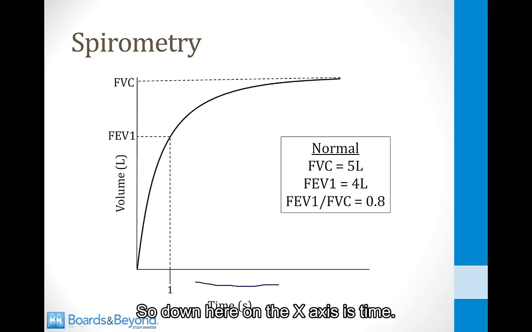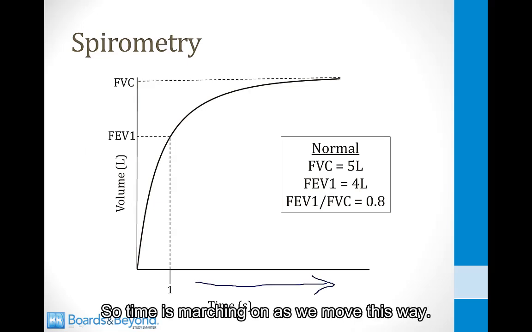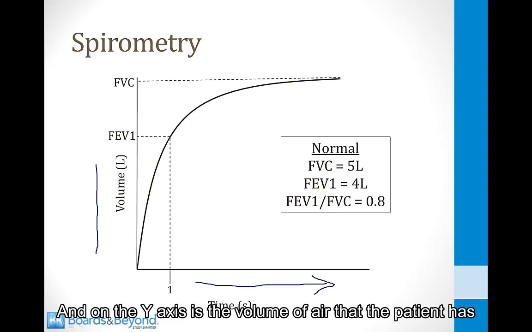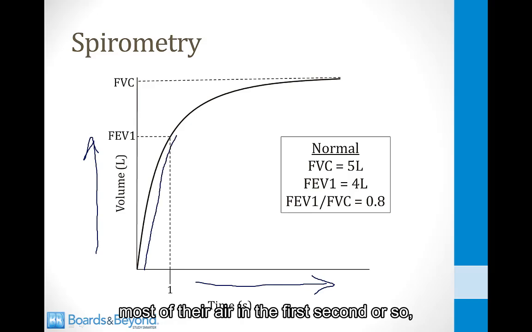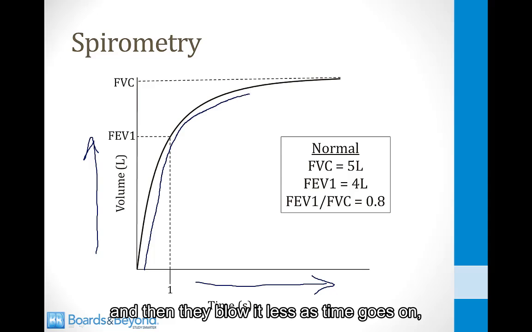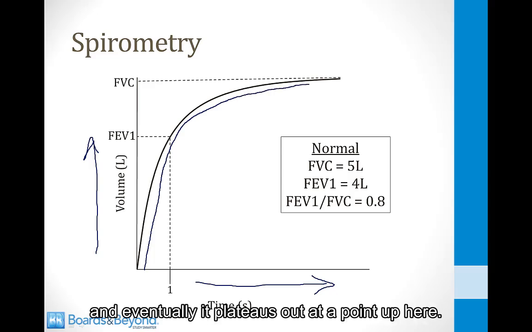Down here on the x-axis is time. So time is marching on as we move this way. And on the y-axis is the volume of air that the patient has blown out. And you can see that they blow out most of their air in the first second or so, and then they blow out less as time goes on, and eventually it plateaus out at a point up here.